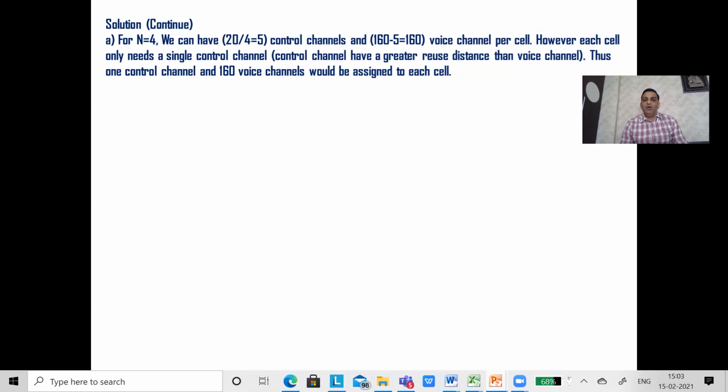However, each cell only needs a single control channel. Now, why is a single control channel required? Because control channels have greater reuse distance than voice channels. So control channel is more important and it has a greater reuse distance than voice channels. Thus, one control channel and 160 voice channels would be assigned to each cell.